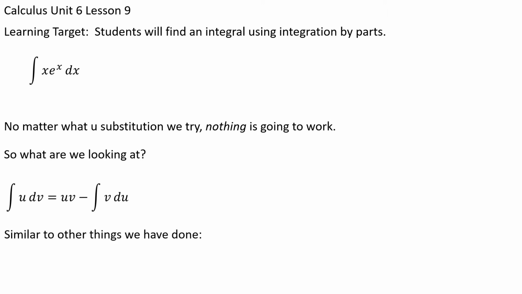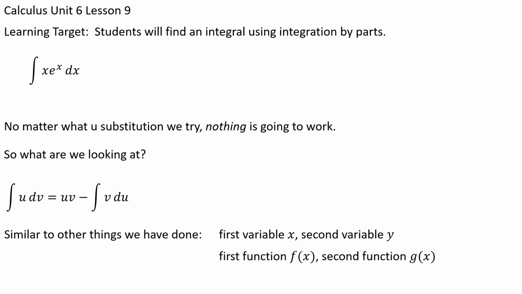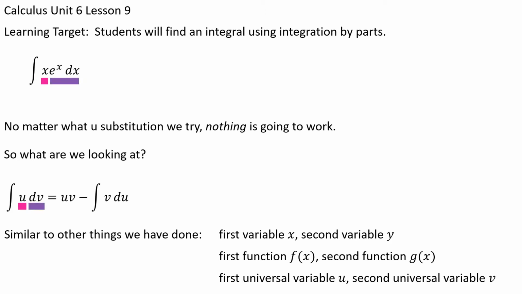Right? Think about it. When we have the variable x, if we need another one alphabetically, we say y. If we played with f of x for a function, alphabetically after f we go to g. So if we use u as a universal variable, the next one of course is going to be v. Now when I'm actually looking at this, the u is just going to be my x. My dv is going to be e to the x dx. So that's the example we're going to try to work with.